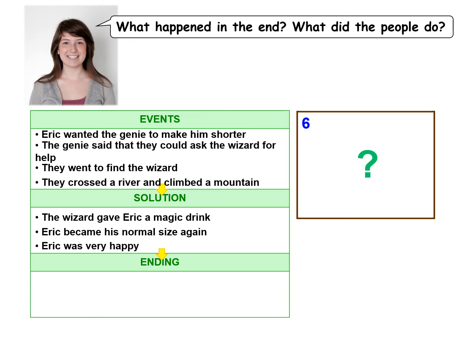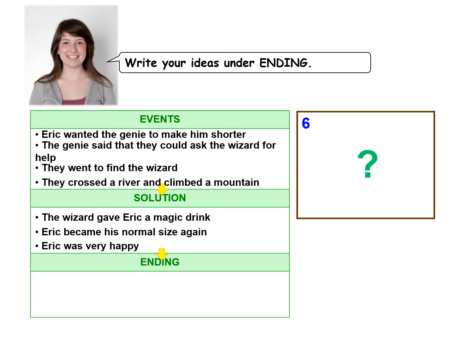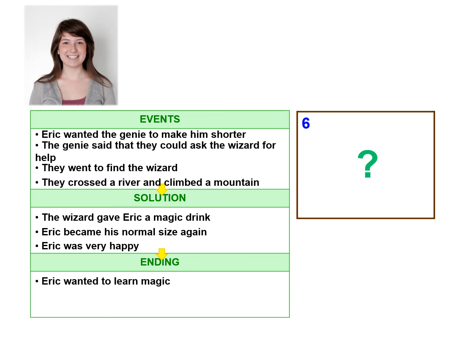What happened in the end? What did the people do? Write your ideas under ending. Here are some examples of possible answers. Eric wanted to learn magic. The genie wanted to improve his magic. They became the wizard's pupils.